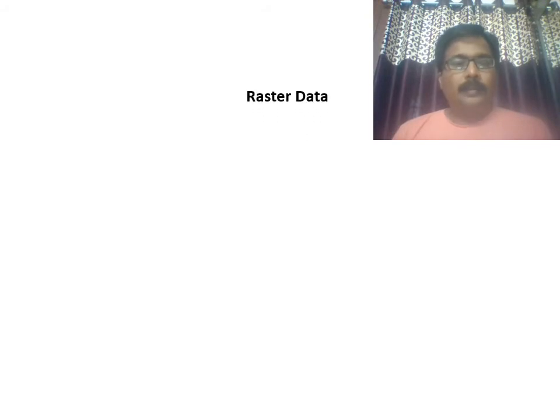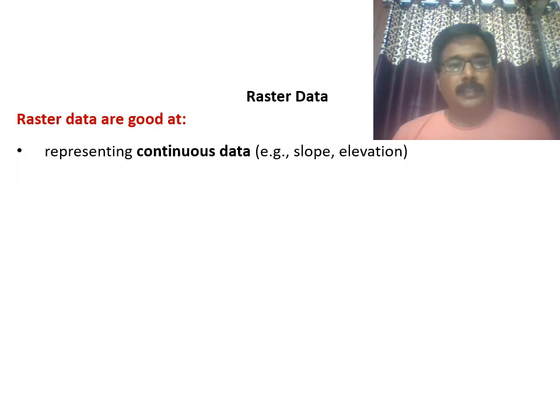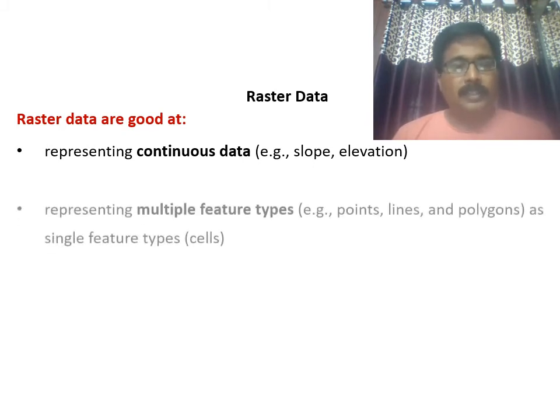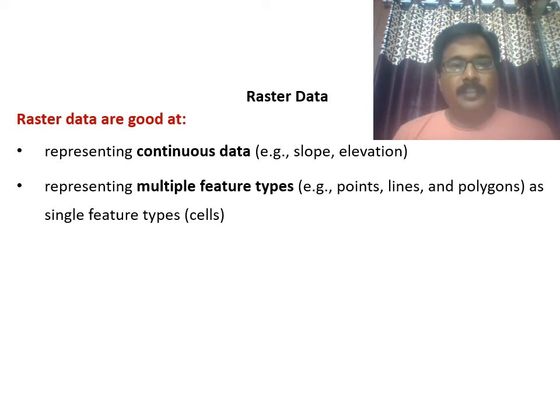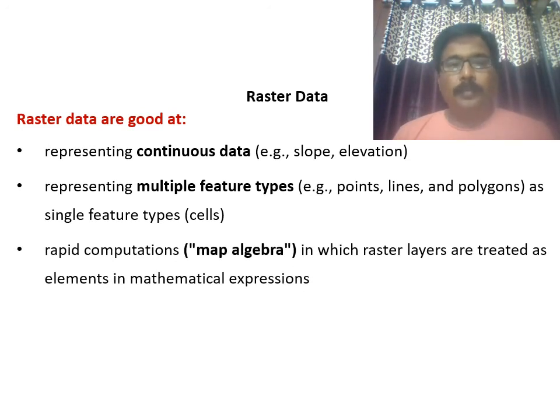Like vector data, raster data is also good at certain things. It is very good at representing continuous data, for example, the slopes and the elevations. Multiple feature types can be represented, like points, lines and polygons, as a single feature type in the cells. And rapid computation is possible in a raster format, and all the mathematical expressions are possible through this raster data. Map algebra is possible.